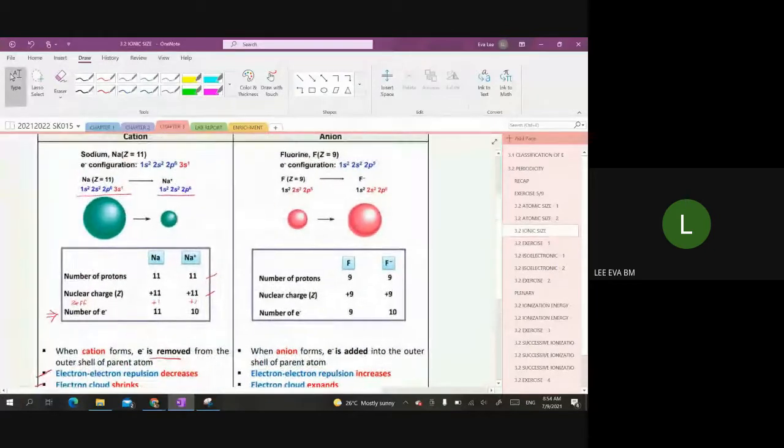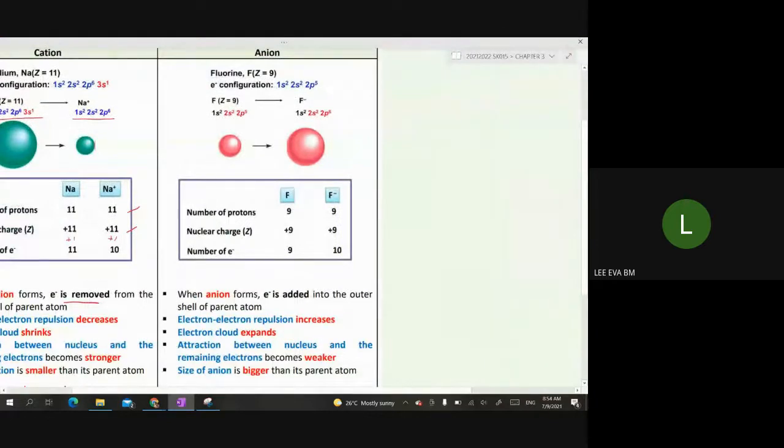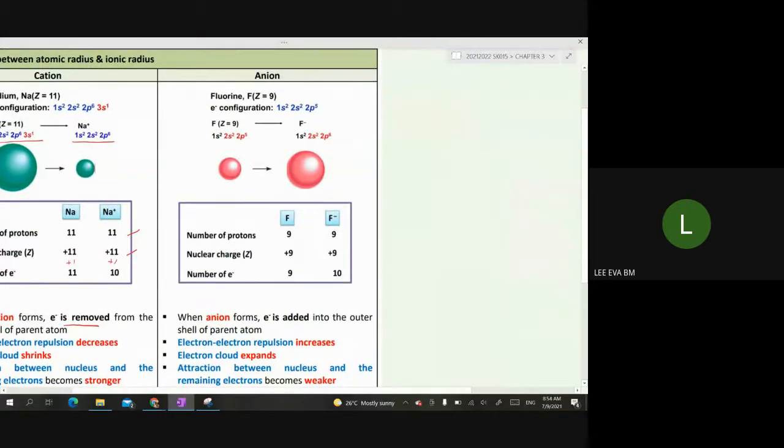And we have also a negatively charged ion, which we call the anion. Okay, so we take the example of fluorine, proton number 9, electron configuration 1s2, 2s2, 2p5. That is for neutral fluorine. So in order to achieve the octet configuration, you need to accept one electron. So the extra electron will be put into the 2p subshell. Belum penuh lagi, so kita penuhkan dia jadi 2p6. Okay, so now you are adding electron inside your electron cloud.